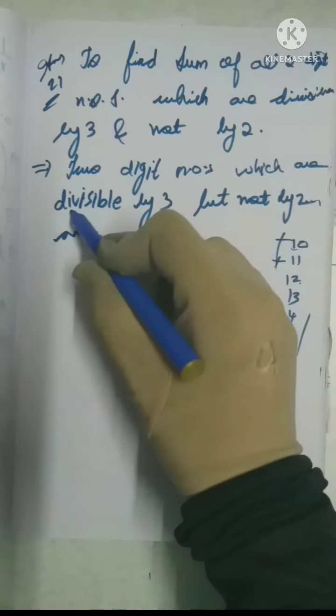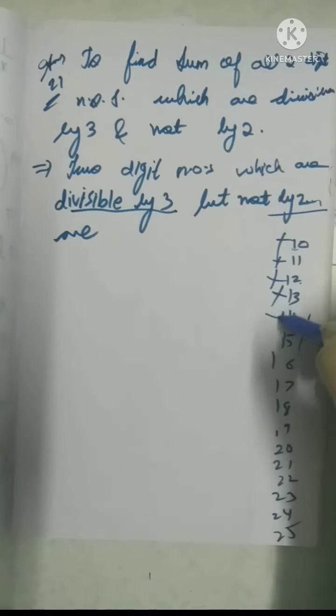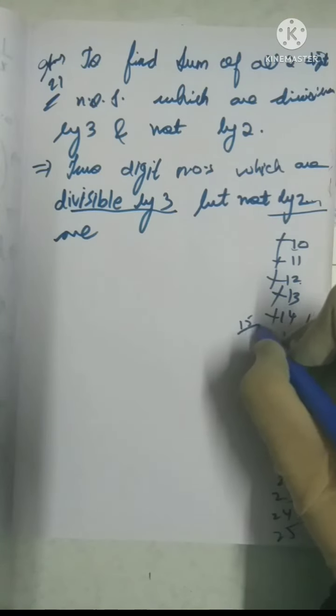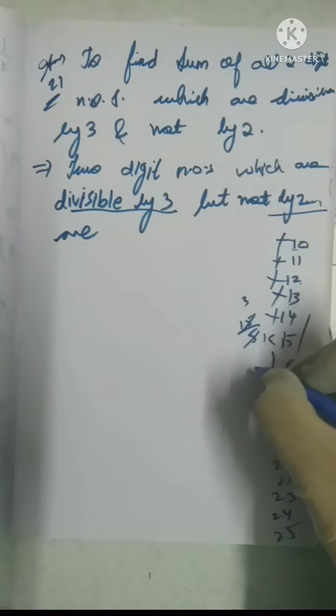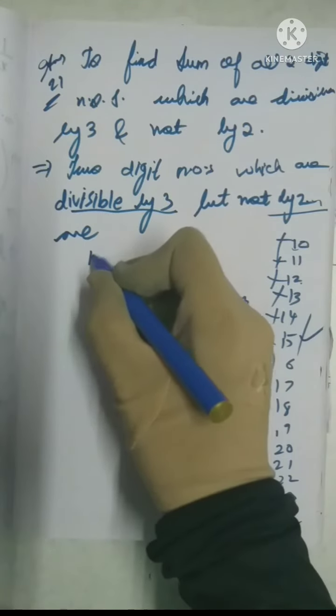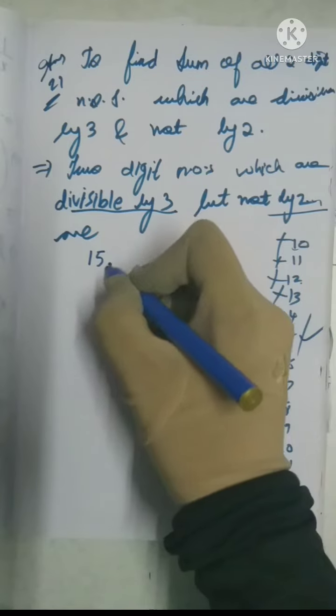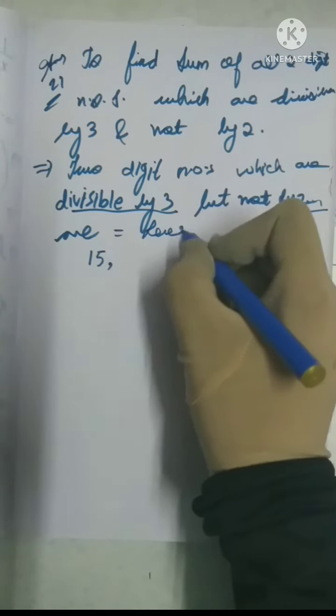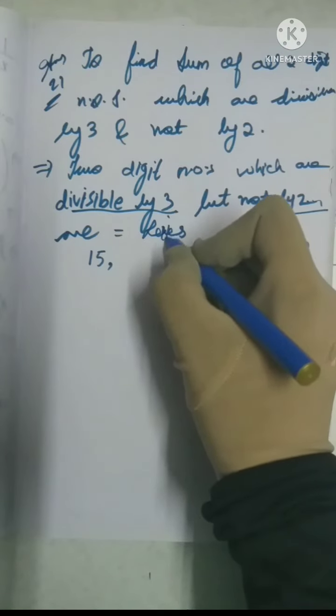But what is the question? It should be divisible by 3 but not by 2. So we cannot choose 12. What about 13? 13 is not divisible. 14 is not divisible. Yes, 15 is divisible by 3 because we know 5 threes are 15. But 15 is not divisible by 2 because we know 15 by 2 we cannot divide. So what is the first number we have? 15, comma. This is also our series which we are going to write.